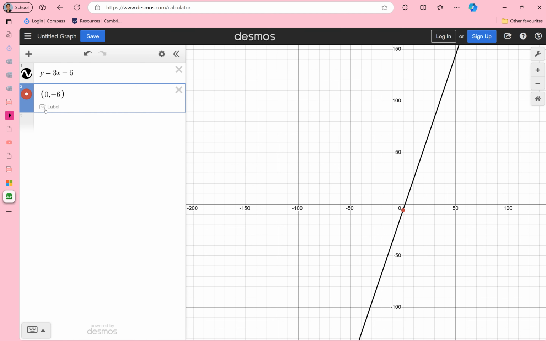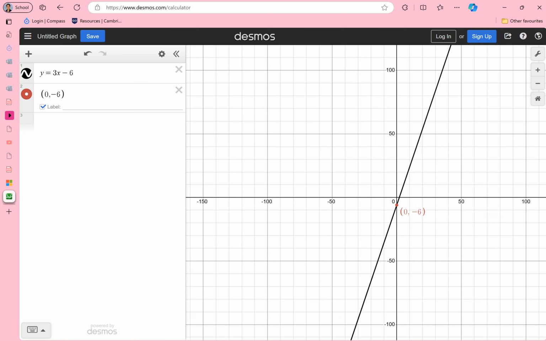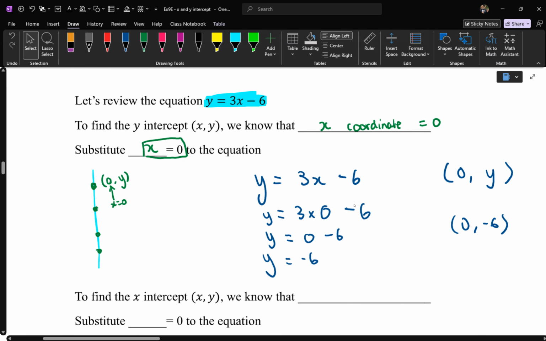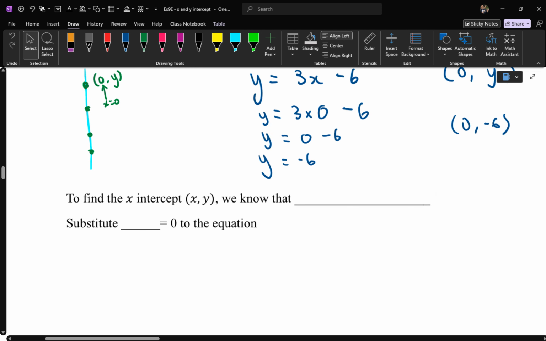Can you see on that black line, it actually crosses the y-axis at (0, -6). See that, the line intercepts right at the y-axis at (0, -6). And we didn't have to guess it. We calculated it. So there we go, we've got one point. And then what about the x-intercept?